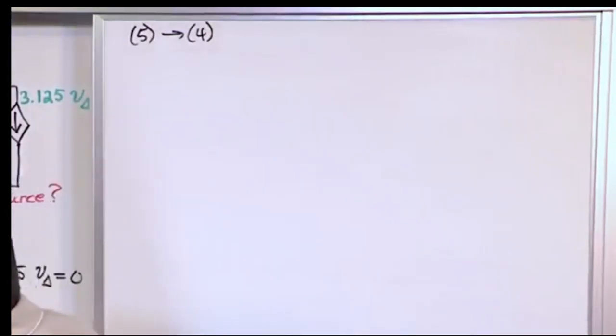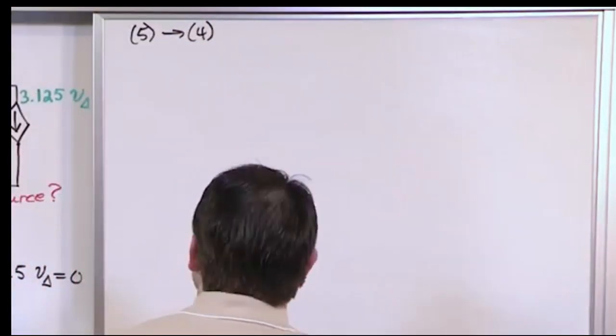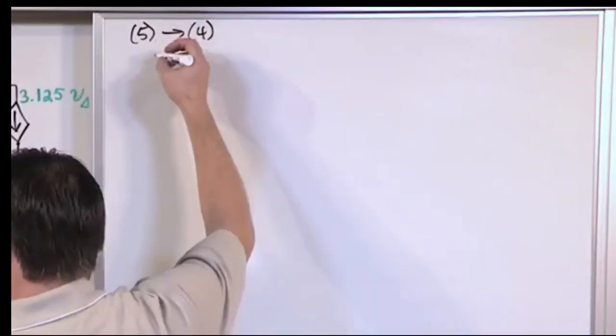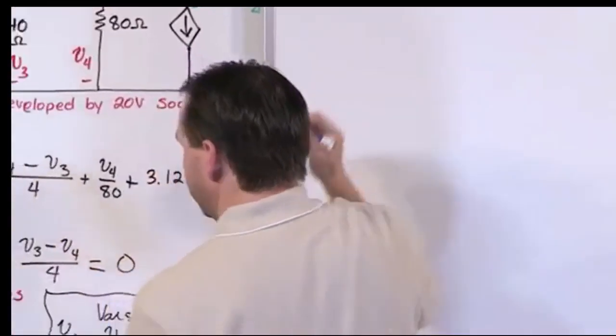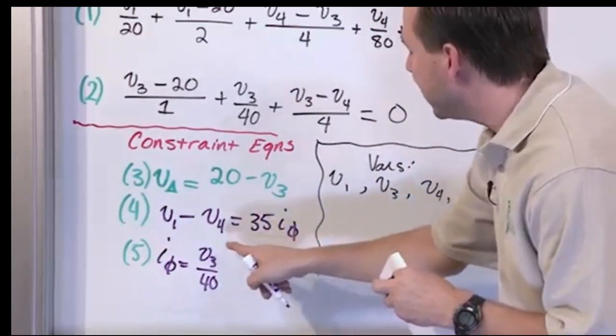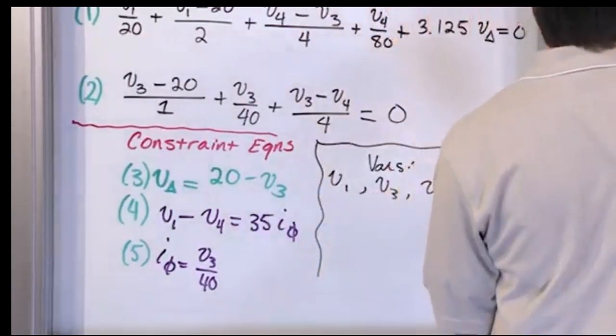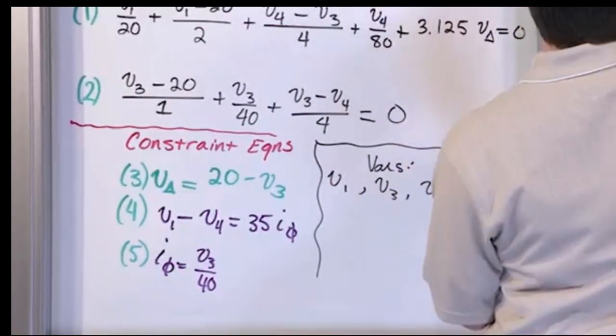So what I have is V1 minus V4. Actually, let me switch colors to make it easy to see. I have V1 minus V4 is equal to 35 I phi. So it's going to be 35 times this, 35 V3 over 40.